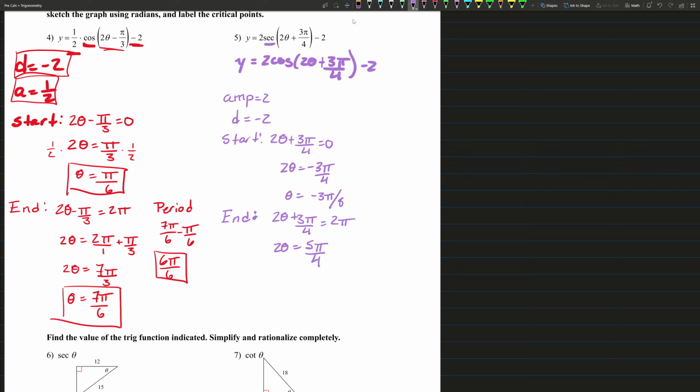Right, and again, if this doesn't make sense, think about it. Think about subtracting 3 pi over 4 from 2 pi. Right, you have to get a common denominator, and then you can subtract the numerators. Okay, we have a start, we have an end. The period is just the end minus the start. So that's 8 pi over 8. And then we can start to graph.